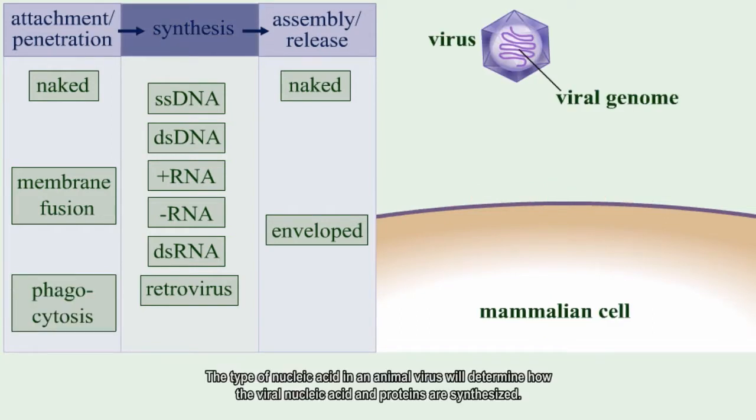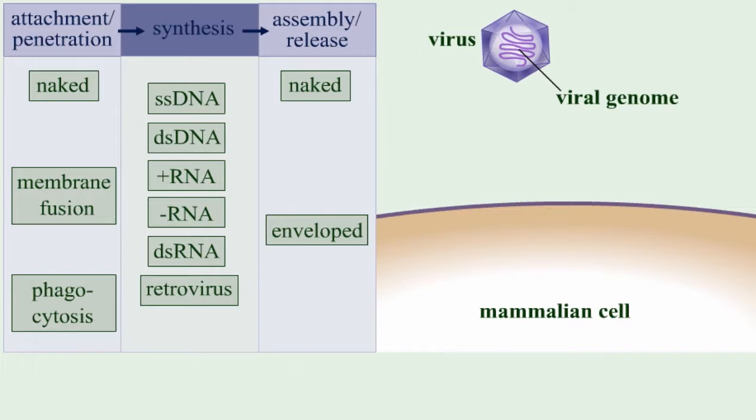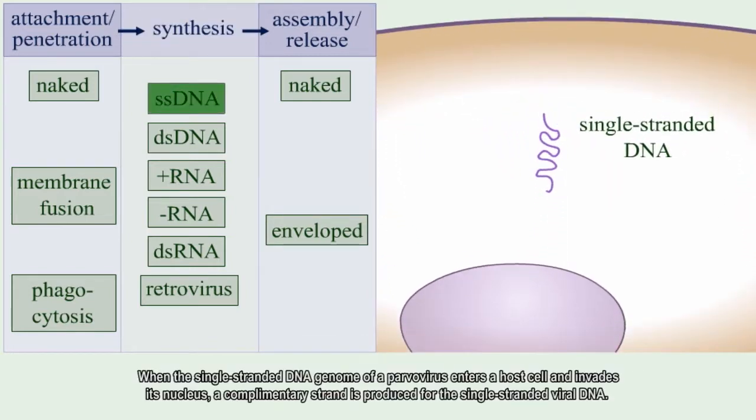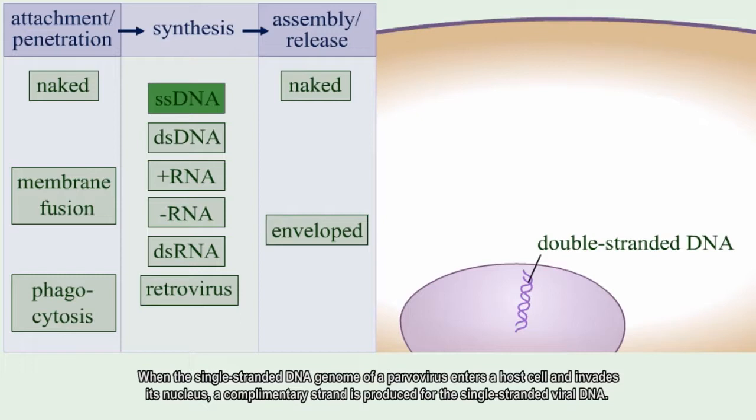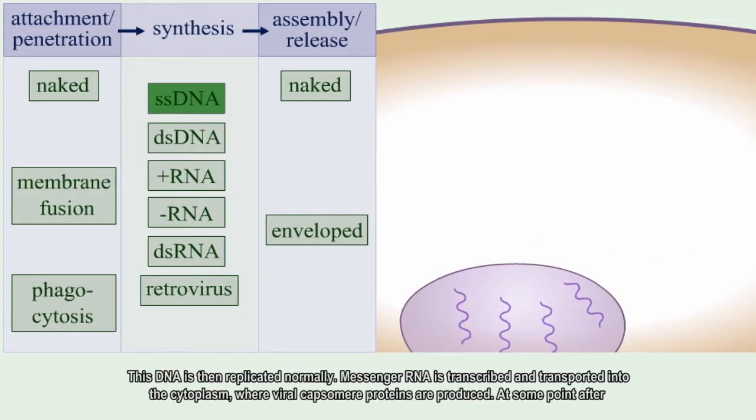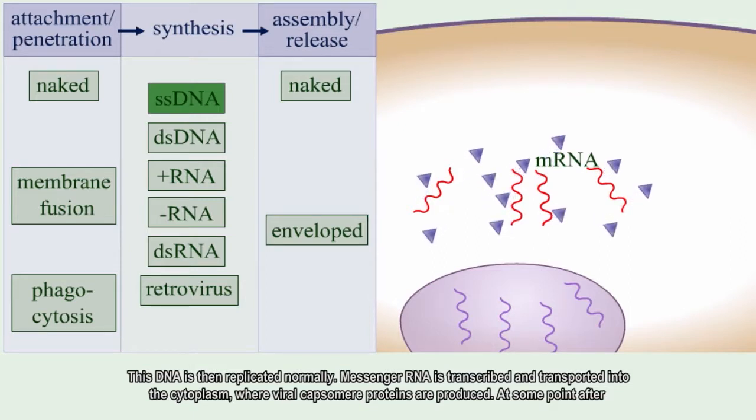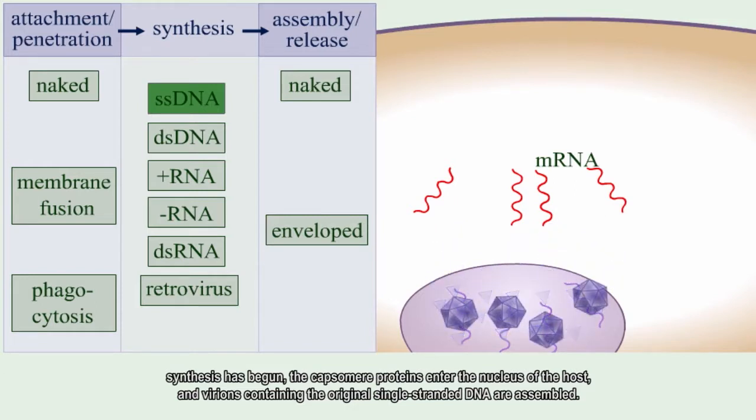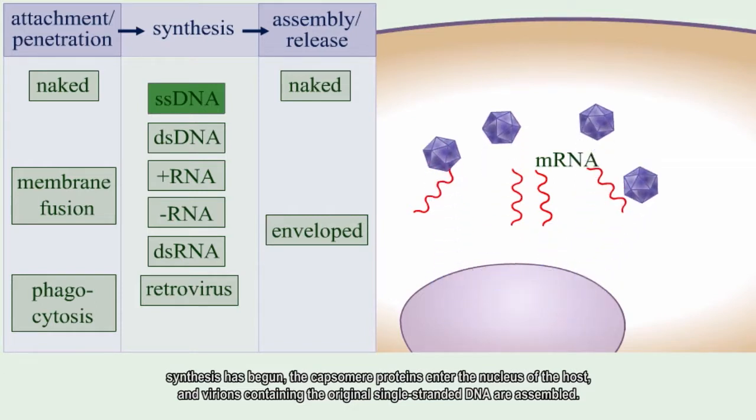The type of nucleic acid in an animal virus will determine how the viral nucleic acid and proteins are synthesized. When the single-stranded DNA genome of a parvovirus enters a host cell and invades its nucleus, a complementary strand is produced for the single-stranded viral DNA. This DNA is then replicated normally. Messenger RNA is transcribed and transported into the cytoplasm, where viral capsomere proteins are produced. At some point after synthesis has begun, the capsomere proteins enter the nucleus of the host, and the virions containing the original single-stranded DNA are assembled.